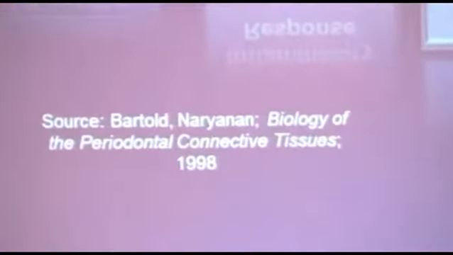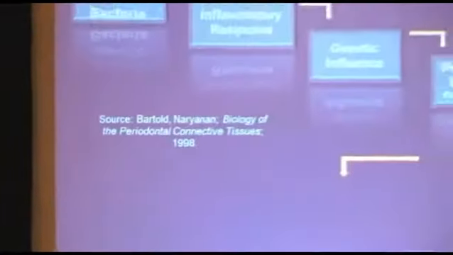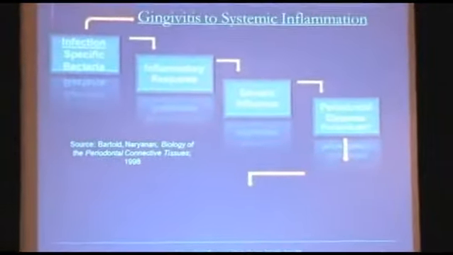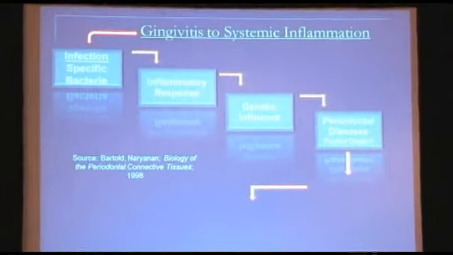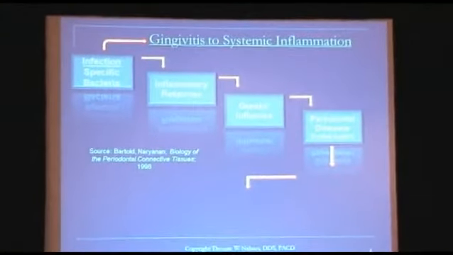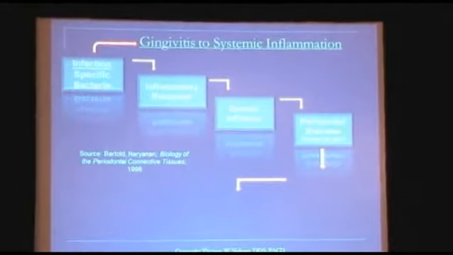In 1998, two biochemists, Drs. Barthold and Narayanan, wrote a textbook called The Biology of the Periodontal Connective Tissue. And they said there were 4 events that were associated with the development of periodontal diseases that you see here. Now, what I want to do at this point is to ask the question, when we are diagnosing periodontal disease today, where are we in these 4 stages? Because we're going to talk about every stage. Are we here, are we here, are we here, or are we here?